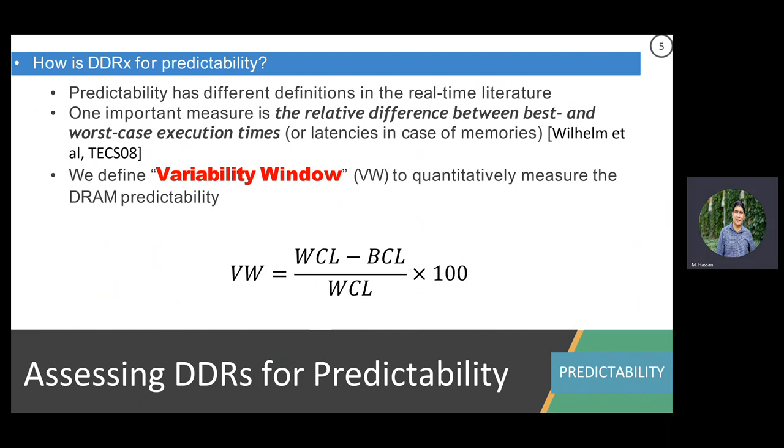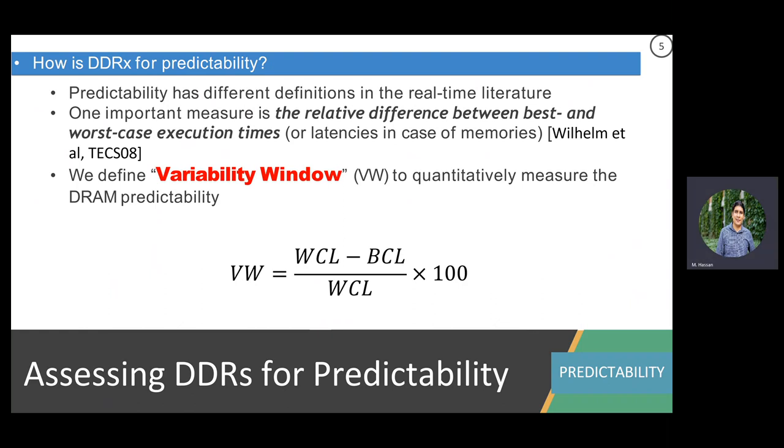So going back to our line, we need DRAMs for embedded systems because we need high performance and processing an amount of data that is no longer possible with SRAMs. Good. Then we cannot really embed DRAMs directly into this. So we need to assess them in terms of predictability. How do we assess them?